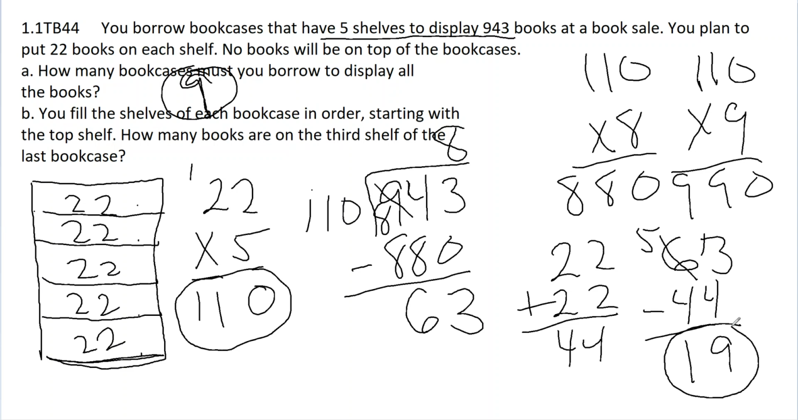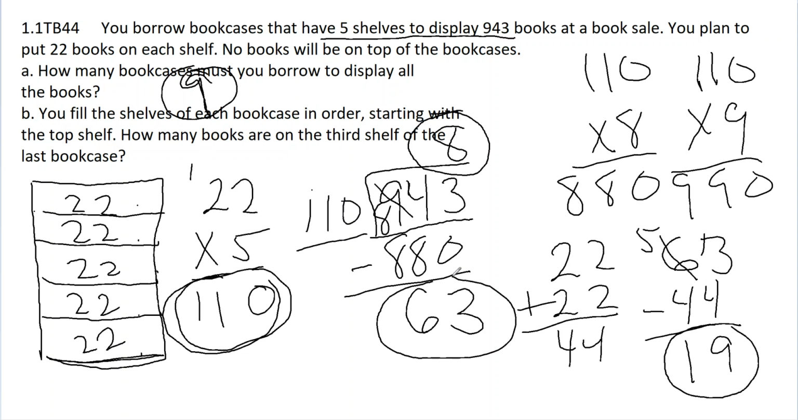Alright, so if we think about this one more time, 110 books per bookshelf. We divided 943 by those 110 books and found out we need 8 full bookshelves with 63 remaining books. Then we took 22 on the first shelf, 22 on the second, found out that was a total of 44. So 63, the remaining books, minus 44 equals 19 books on that third shelf. Long problem.